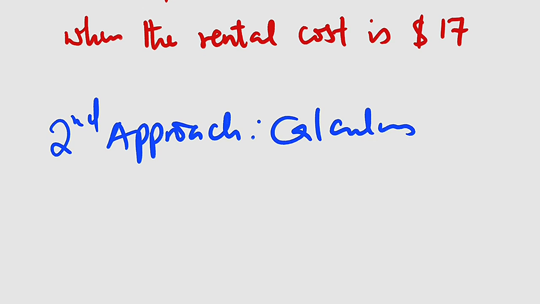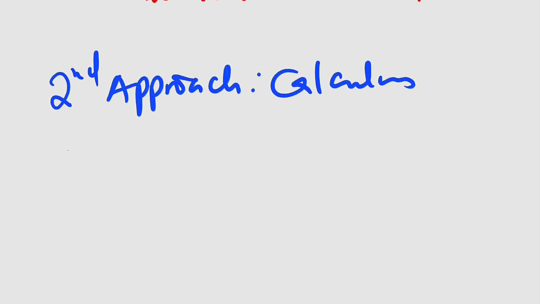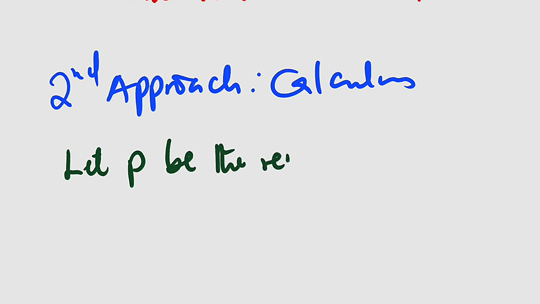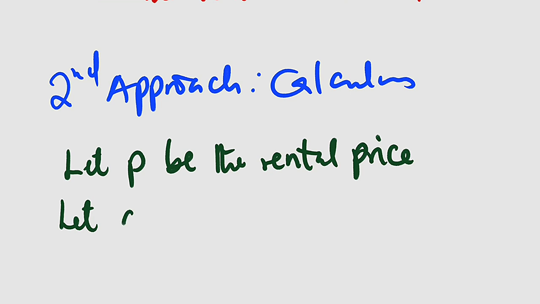First of all, let us make some declarations here. Let P be the rental price. That is for each single car. And let Q be the number of cars.